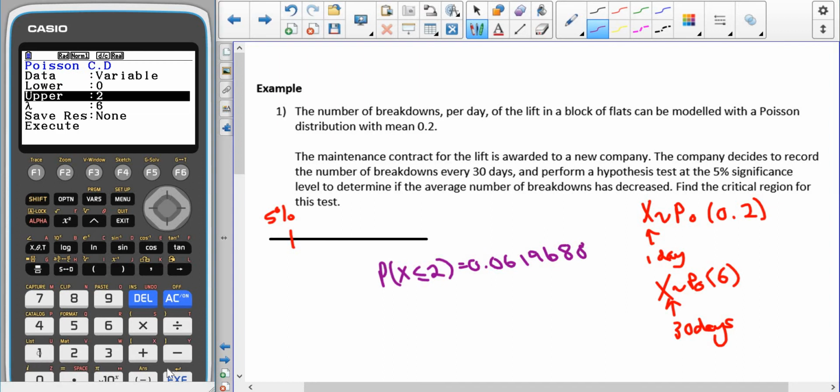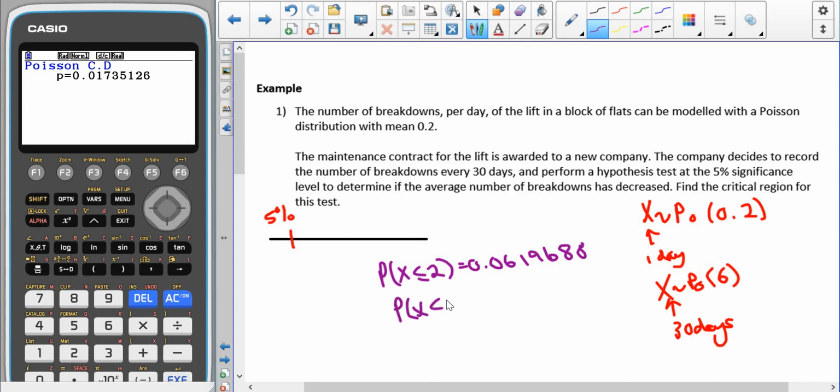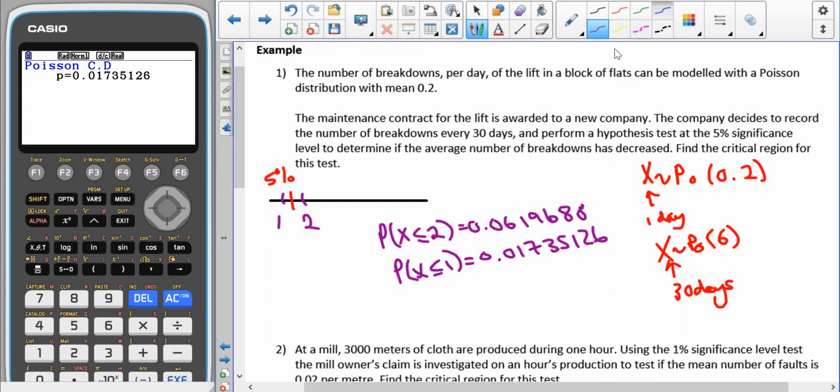So let's try less than or equal to 1. Which gave us 0.01735126. So 1 is our critical value, it's the first value inside our critical region, and 2 is the first value at which we would accept H0, which means that our critical region is going to be when X is less than or equal to 1.